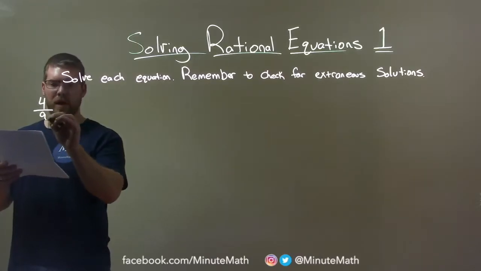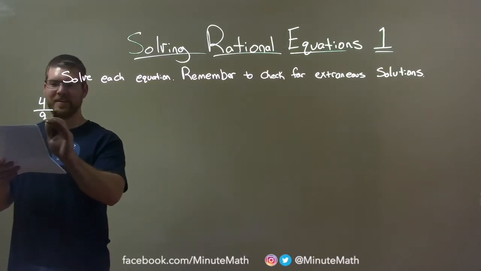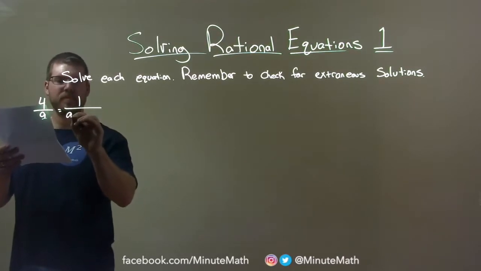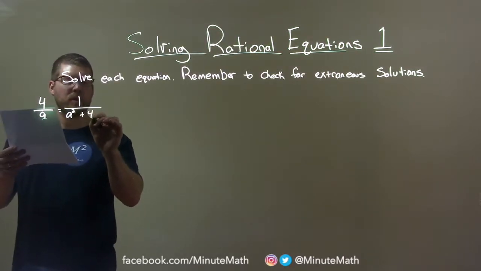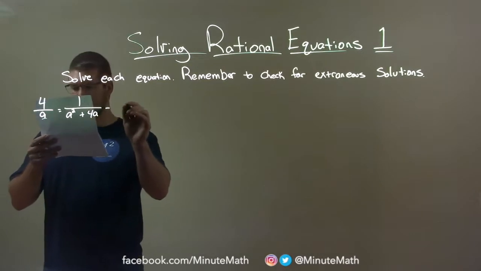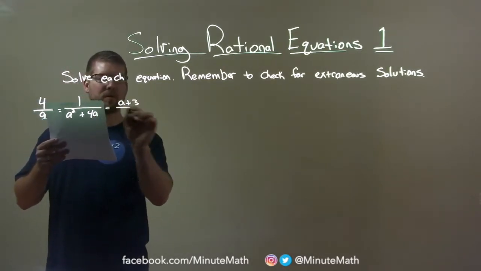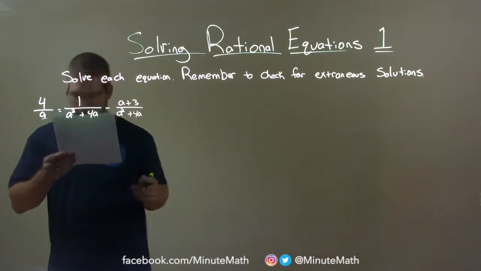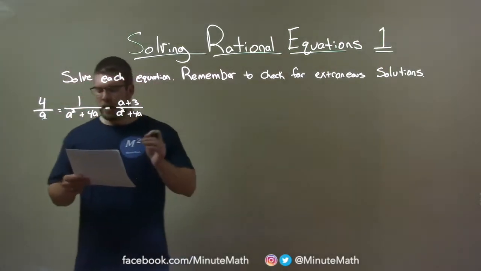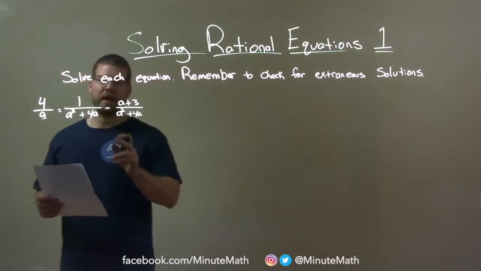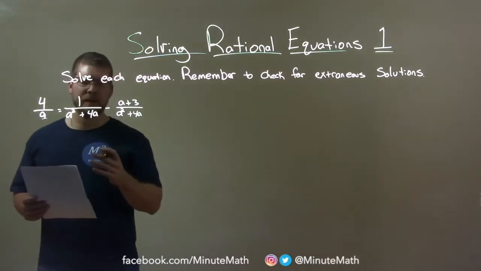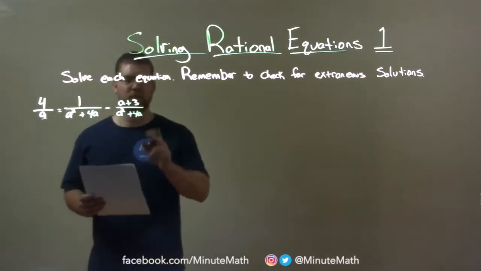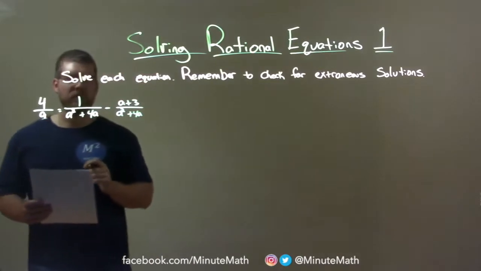4 over A, that's an A, not a 9, is equal to 1 over A squared plus 4A minus A plus 3 over A squared plus 4A. Okay. Well, first thing I want to do here, I look and I want to make all the denominators the same. I look at the right-hand side, and I see I have A squared plus 4A for both of those denominators. But this one's just an A.